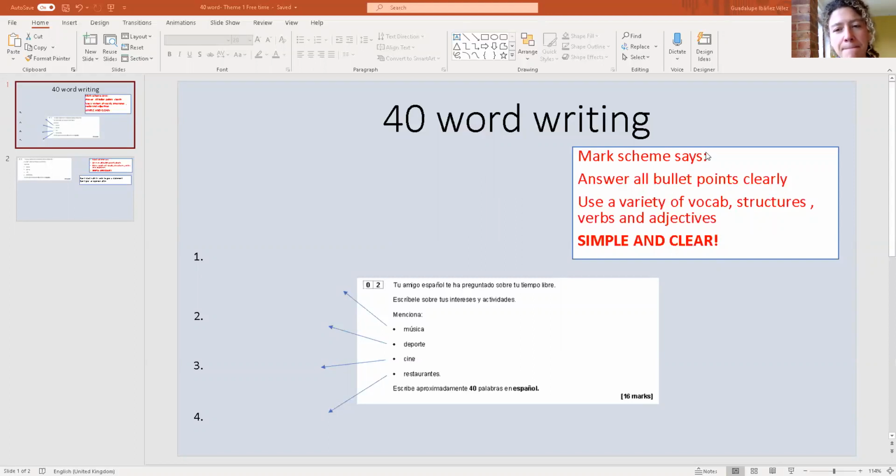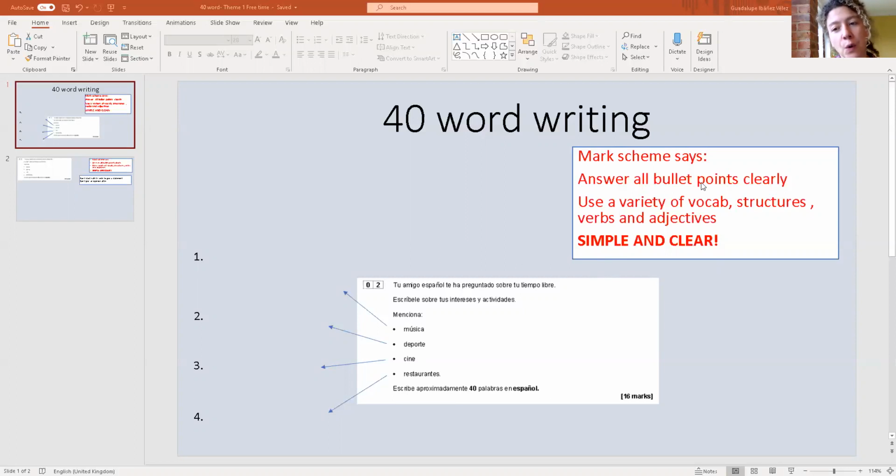And just remember, for the 40-word writing, we need to really answer all the bullet points clearly. And of course, that means that we really need to understand every single word in the bullet points. As you can see, for this task, the bullet points are much shorter. Usually we get 1 or 2 words per bullet point, so it's very important that you revise and learn as much vocabulary as possible, because that will give you more chances to understand what each bullet point means. So please revise your vocabulary to be ready for this.